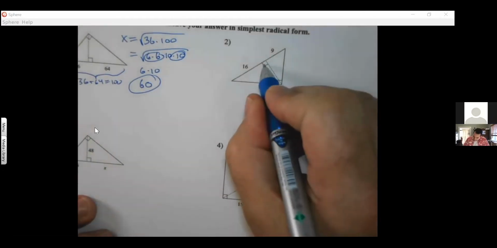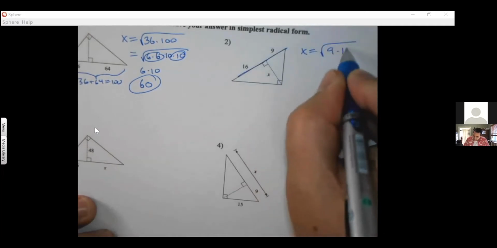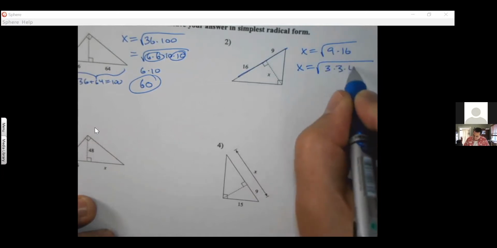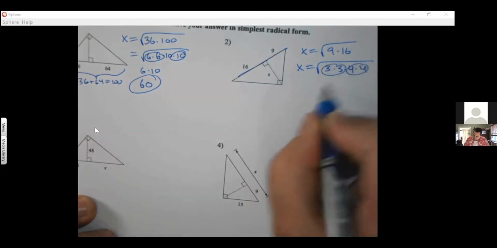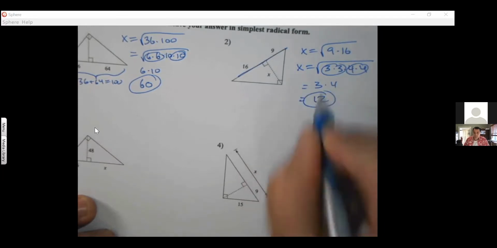So this one, x is coming down to 9 on this side, 16 on this side. I want simplest radical form, so I have to factor. Looking for nice pairs, and I'm getting them. 12.